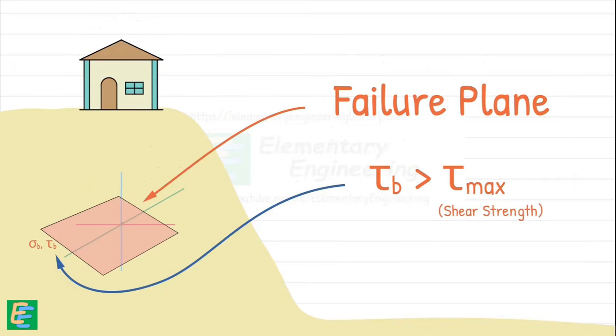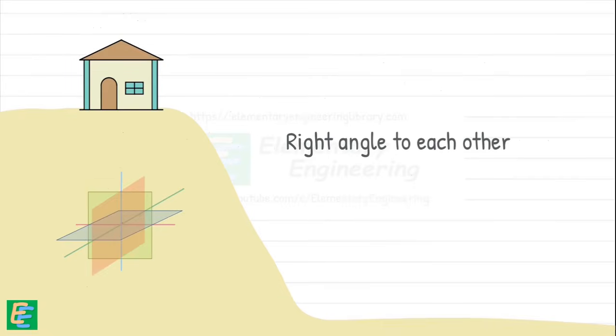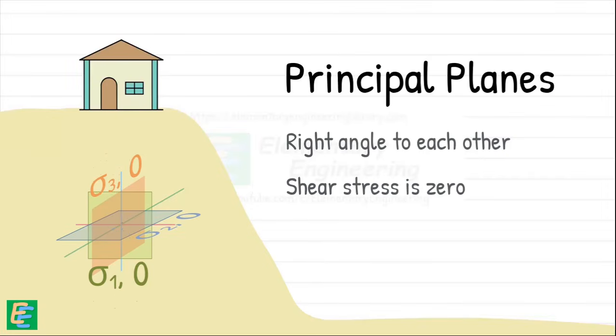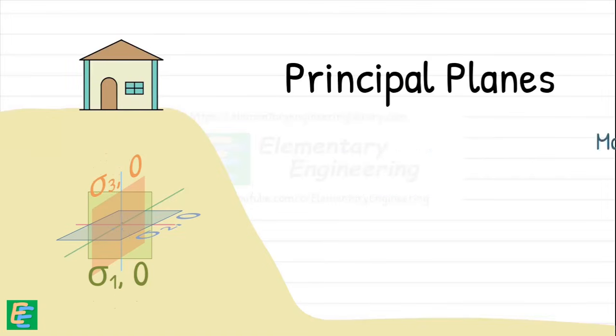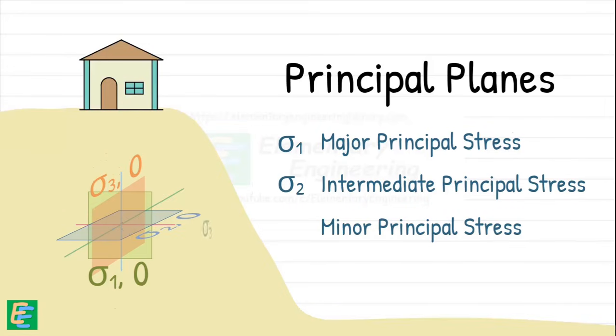We find something interesting here. There are three planes at right angle to each other where the shear stress is always zero. These planes are called principal planes, and the stresses on these planes are known as major, intermediate, and minor principal stresses. These stresses are denoted as sigma 1, sigma 2, and sigma 3.